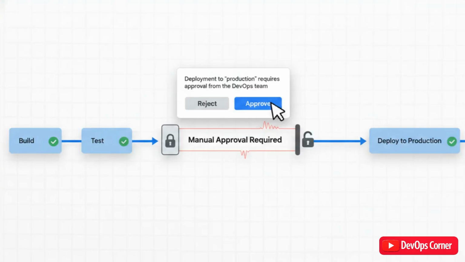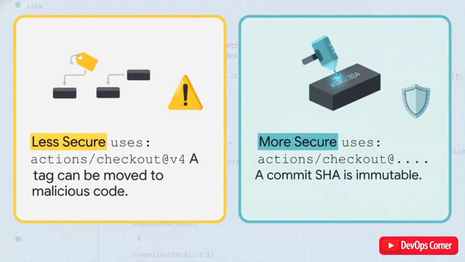Next up, we can add another layer of protection by using environments. You can define a production environment right in GitHub and attach rules to it. For example, you can require a manual approval from a specific person or a team before any job targeting that environment is even allowed to run. This acts as a crucial safety gate, preventing accidental or unauthorized deployments to your most critical systems. It's the difference between a fully automated pipeline and a reckless one.